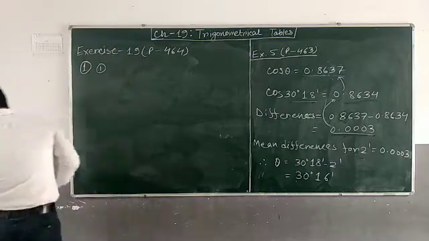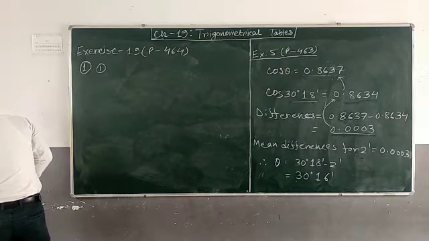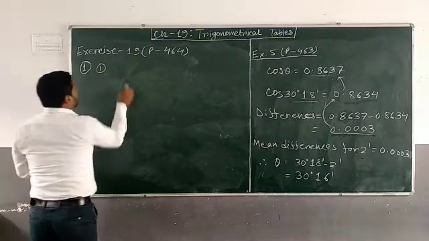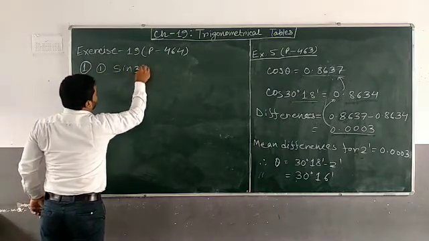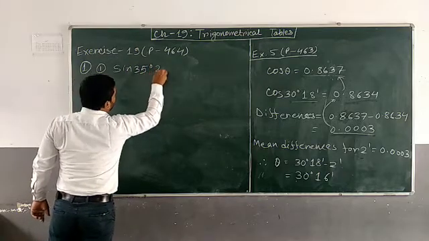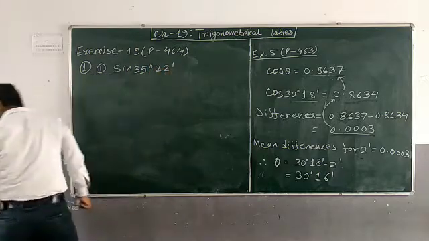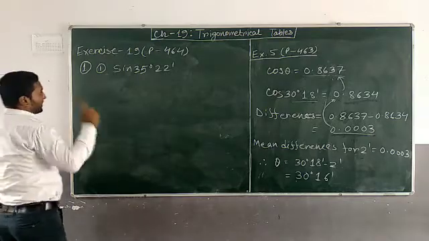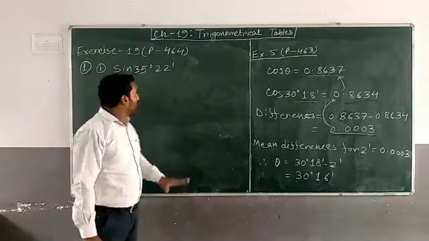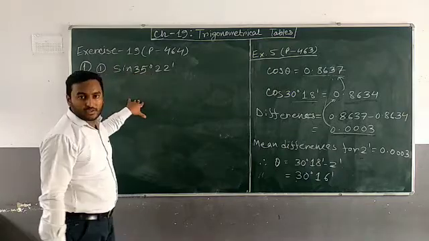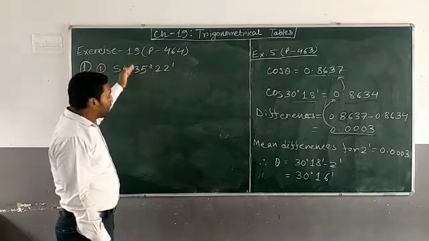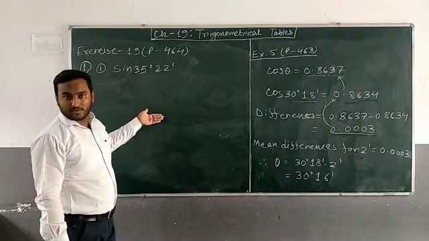We have to find the value of sine 35 degree 22 minutes. Okay, you have to find the value of this one. In the previous class we have already discussed how we have to find the trigonometric ratios for sine theta. We will follow exactly those steps.